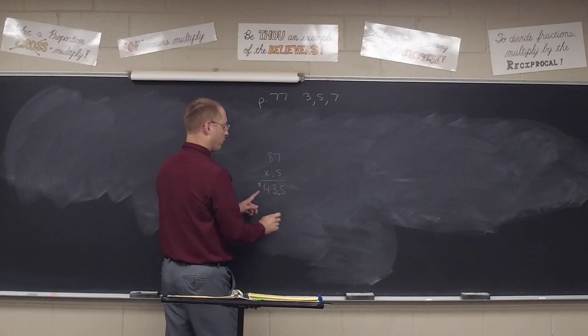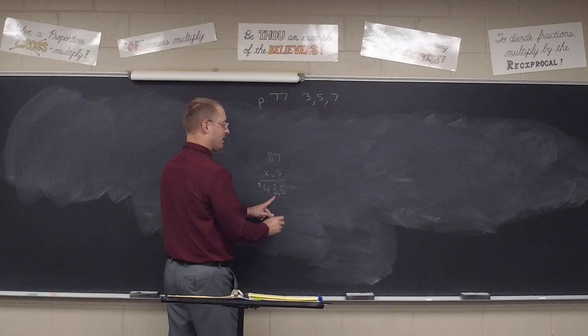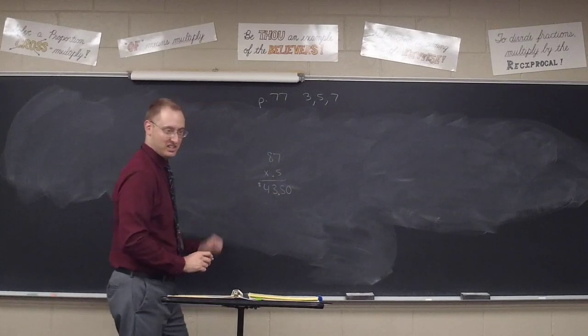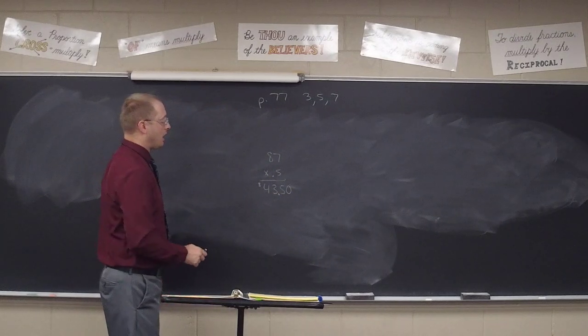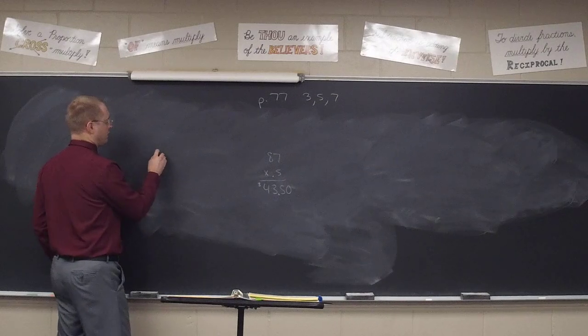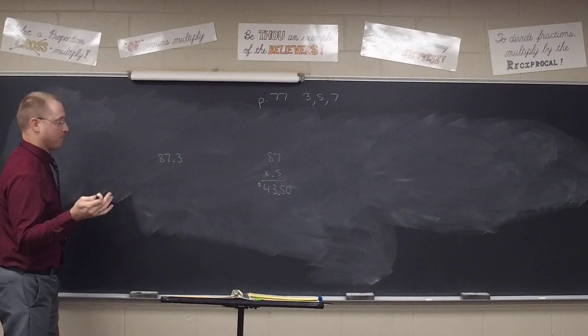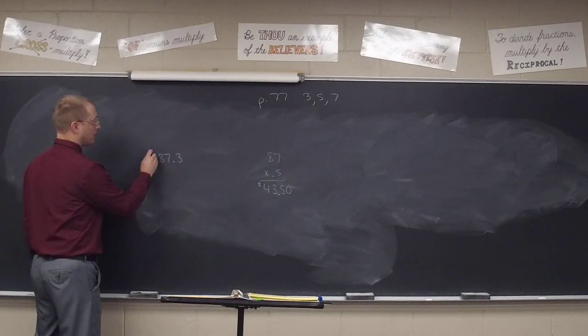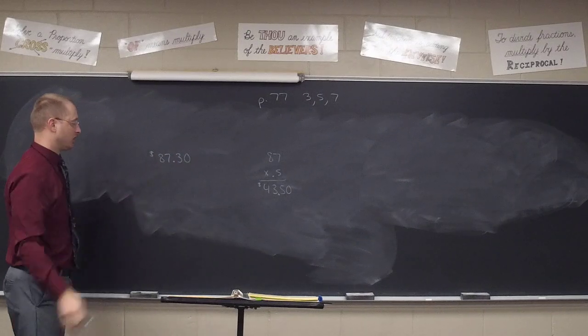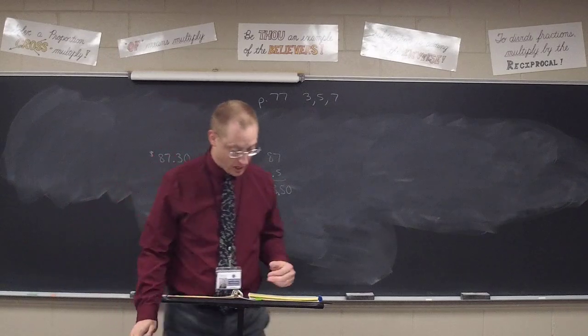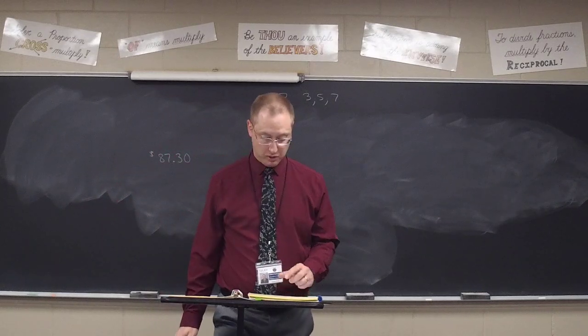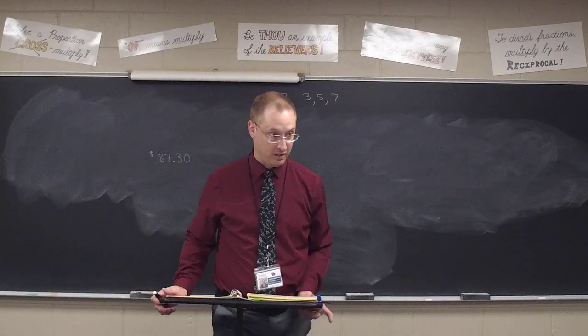$43.50. I just put a zero on the back end, right? So if I had, for instance, 87.3, what would that be in money? $87.30. There we go. Just stick that zero on the back end to make it have the 2 decimal places. So we're saving $43.50. How much are we spending then?